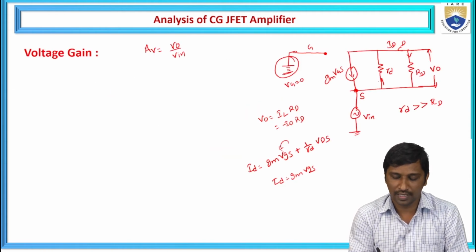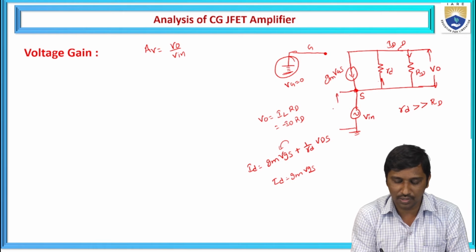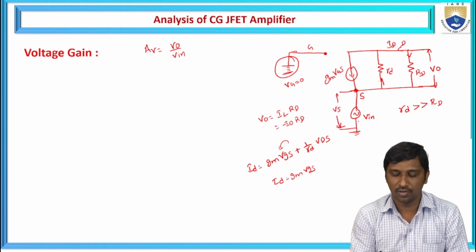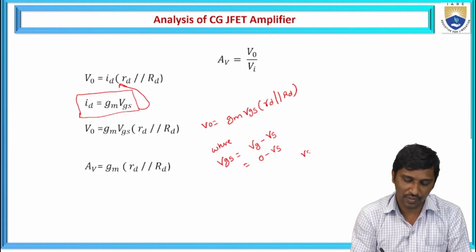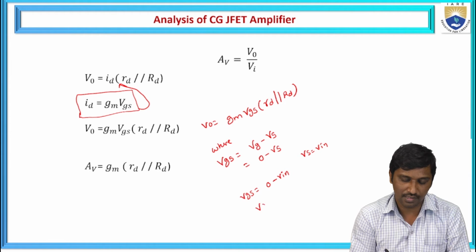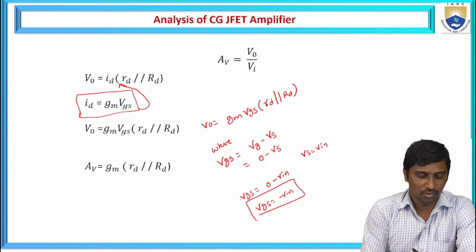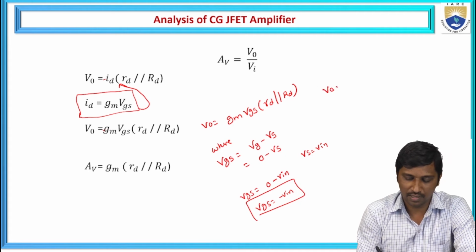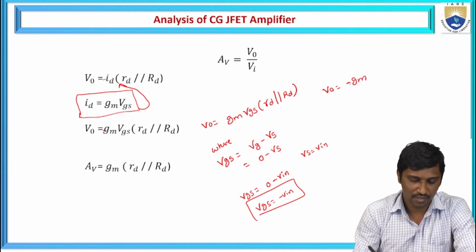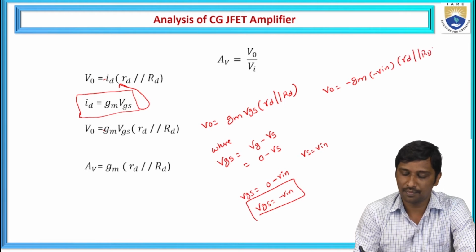If you observe this circuit again, the voltage across this is VS. So what is the voltage drop across the circuit? That is equal to your input voltage. Hence, VS is equal to Vin, so VGS is equal to 0 minus Vin, that is, VGS is represented as minus Vin. Again, this is actually minus ID, so this is minus gm. Hence, V naught is equal to minus gm into minus Vin, times the parallel combination of small rd and capital RD.